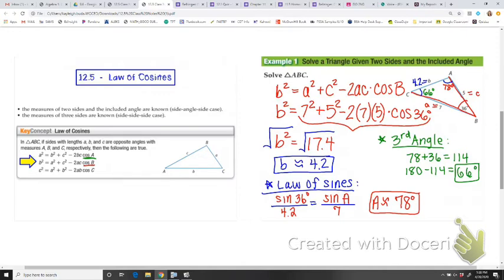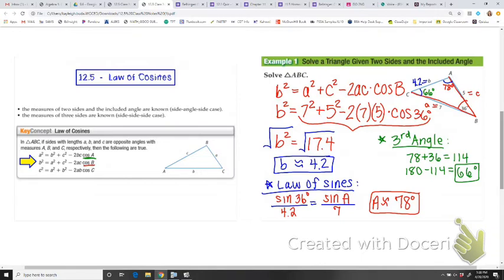So this first example here on the right, solve the triangle given 2 sides and the included angle. So solve this triangle. Find all 3 angles, find all 3 sides. What was given to us was 2 sides, 7 and 5, and the included angle at 36. So this is the side angle side case. The angle that was given is angle B.